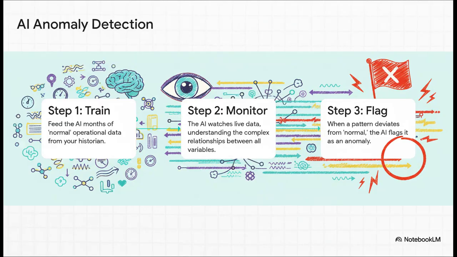So how does this actually work? Well, it's surprisingly straightforward. First, you take an AI model and you train it on months of your normal historical data. The AI basically learns the intricate digital fingerprint of your healthy operation. Then you just let it watch the live data feed. The moment a pattern emerges that doesn't match that fingerprint, it flags it as an anomaly, often days or even weeks before a standard alarm would ever dream of going off.